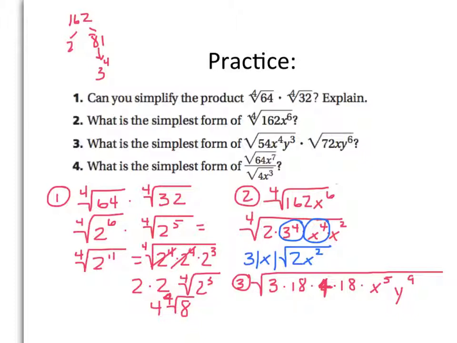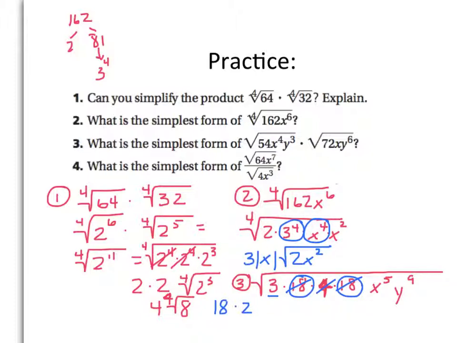So what can I take the square root of? Well, I can't take the square root of 3, so it's going to stay in the radical. I've got a double factor of 18. So I can take the square root of 18 times 18. That's going to be 18. I can take the square root of 4. That's going to be 2, and I'm going to multiply those outside.